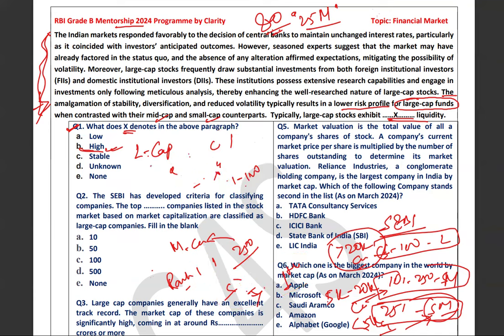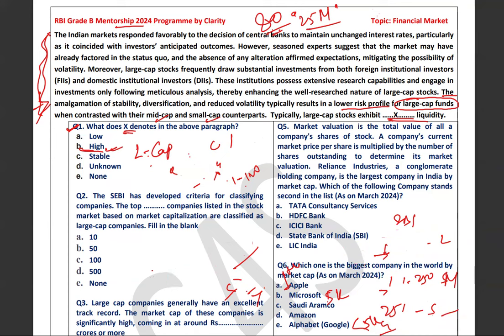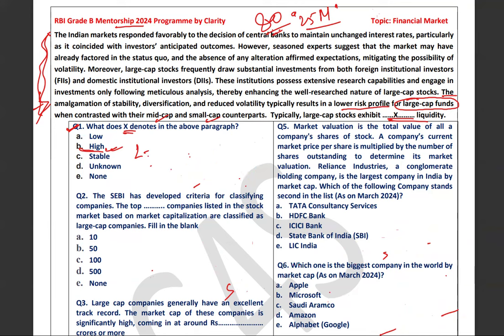So let's see the question over here. The answer to the first question is high liquidity, associated with such large cap companies. Now see the second question. SEBI has developed criteria for classifying companies. We have already discussed how many top companies listed in the stock market are classified as large cap companies. The top 100 companies are listed as large cap companies.